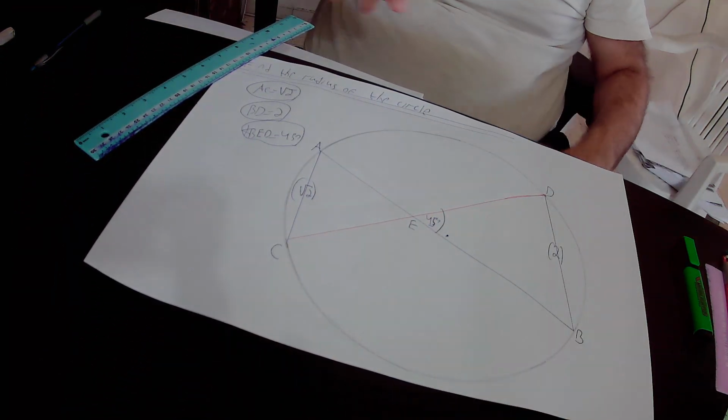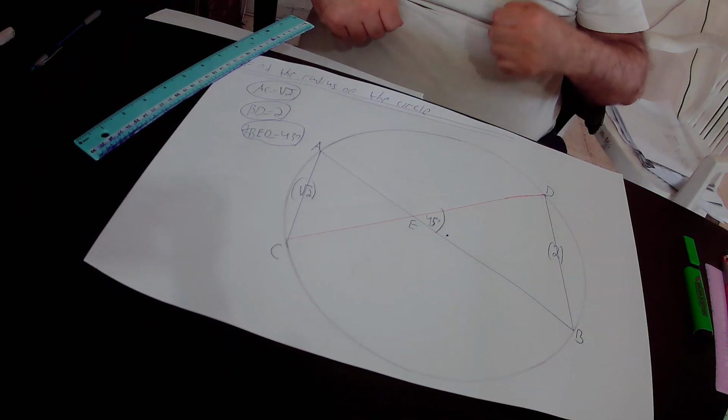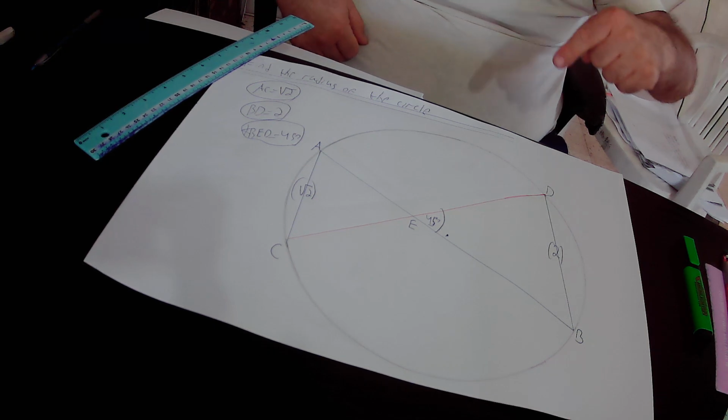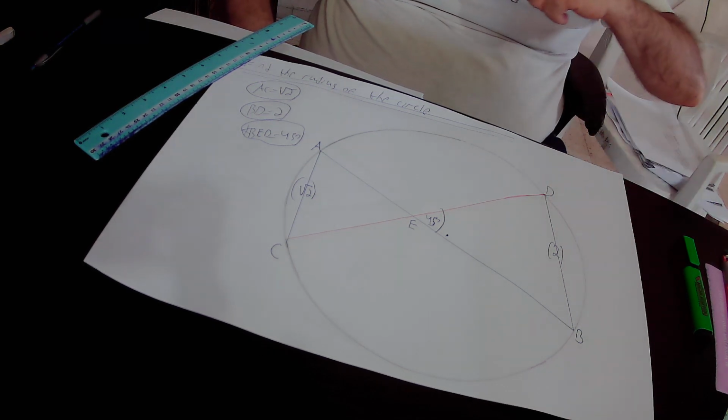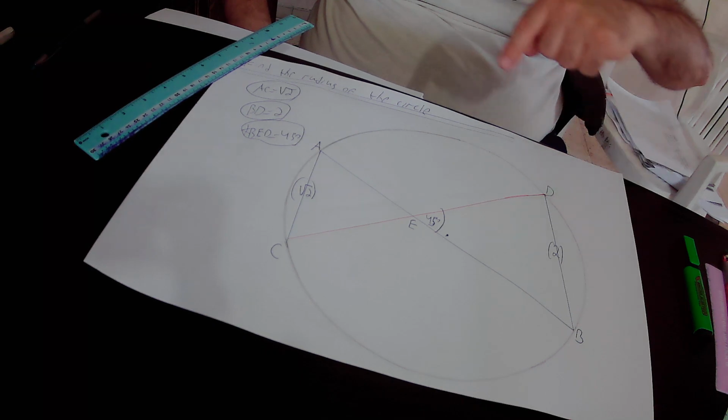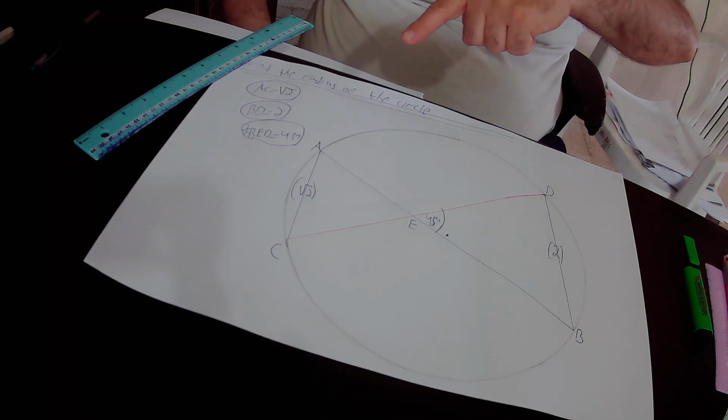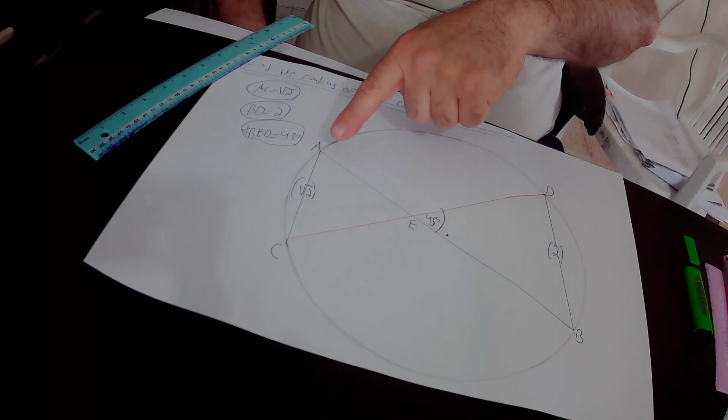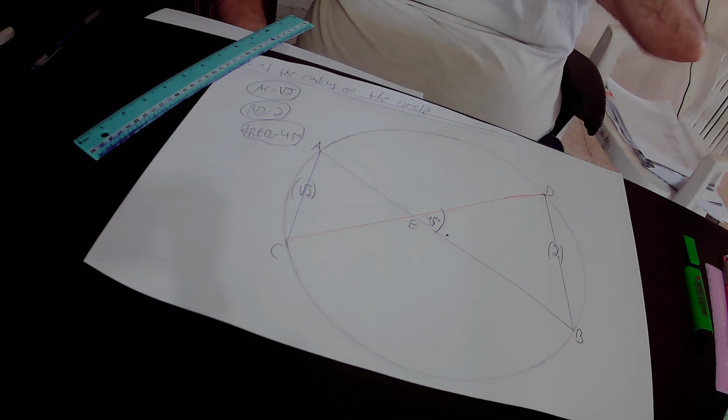And now in this lecture we'll find out the radius of a circle. We have a circle, and inside the circle we have chord DB. The length of chord DB is 2 units. We also have chord AC. The length of chord AC is also 2 units.